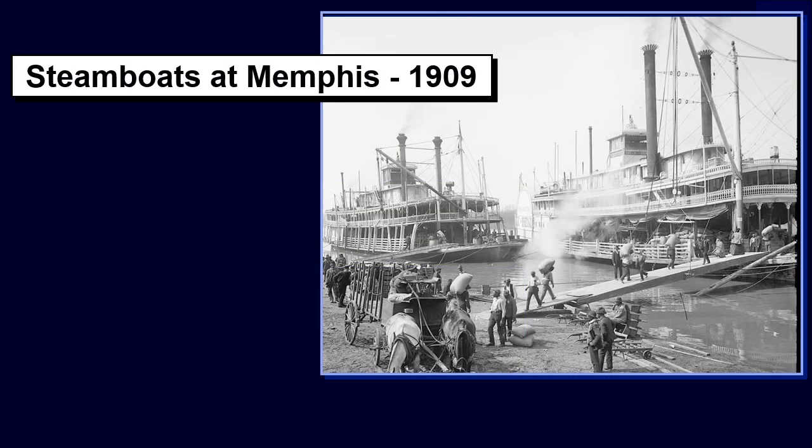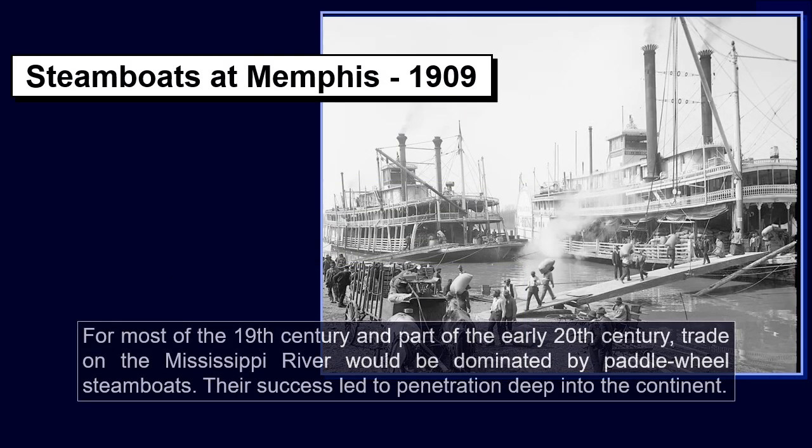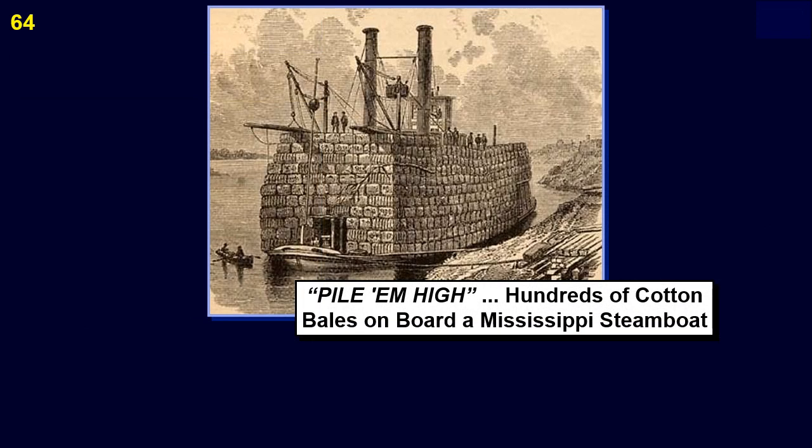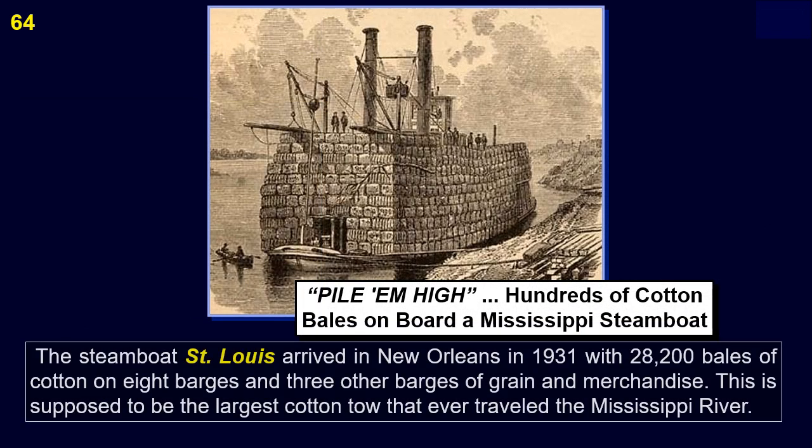For most of the 19th century and part of the early 20th century, trade on the Mississippi River would be dominated by paddle-wheel steamboats. Their success led to penetration deep into the continent. The steamboat St. Louis arrived in New Orleans in 1931 with 28,200 bales of cotton on 8 barges and 3 other barges of grain and merchandise. This is supposed to be the largest cotton tow that ever traveled the Mississippi River.